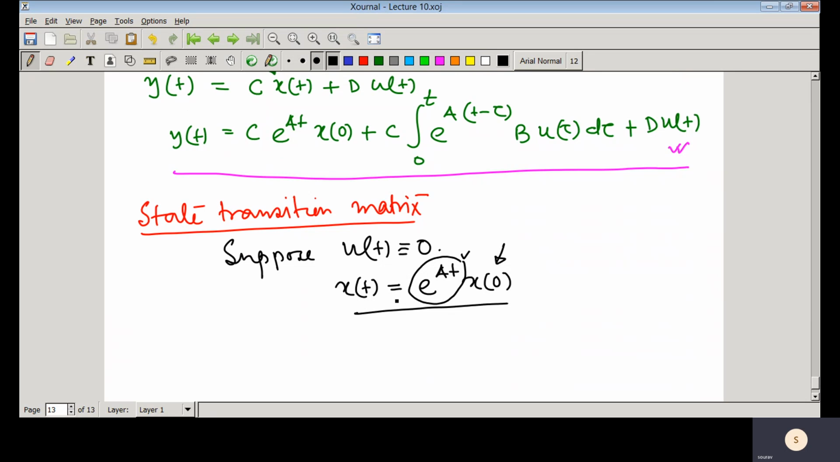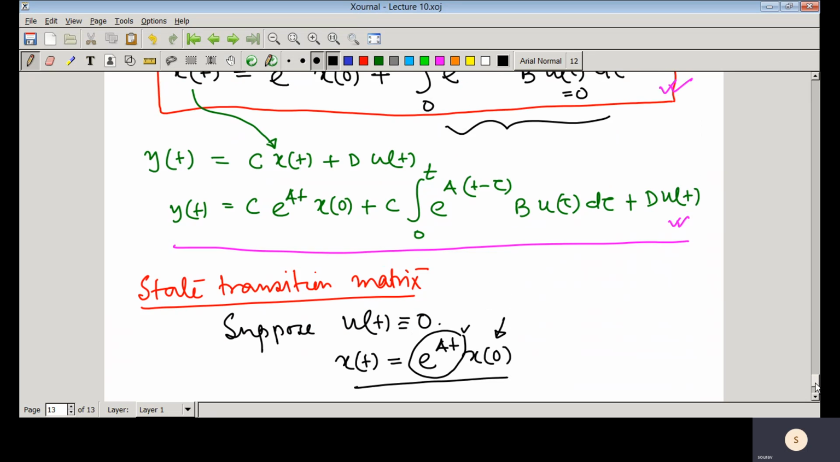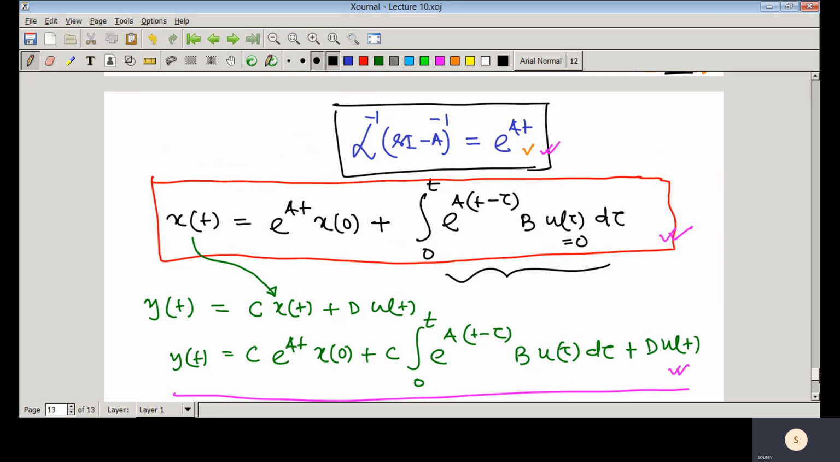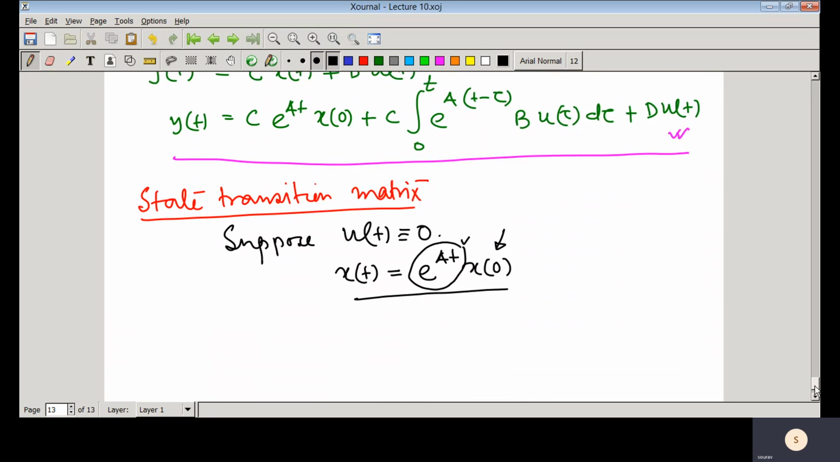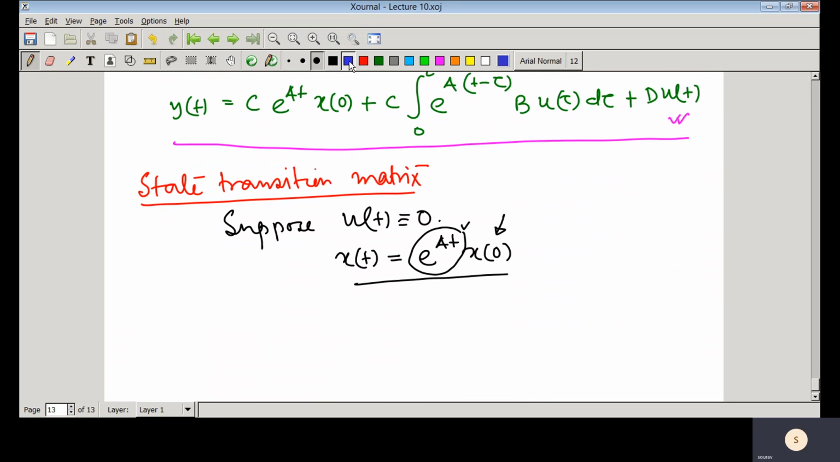And now you may be asking one thing: why is the Laplace inverse of this one equal to e to the power At? Why is that the solution? So let us see. Suppose you have this solution, so we are taking that would be the solution, because you can see here, whenever input equals 0, you have that state equation x dot t equals Ax(t).